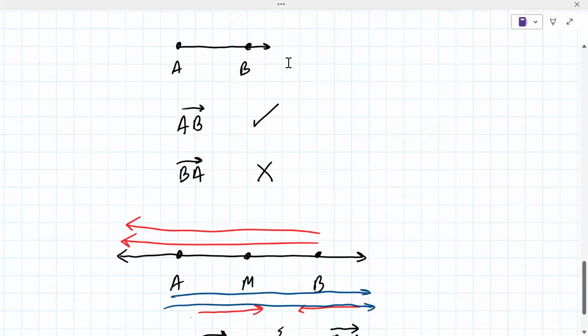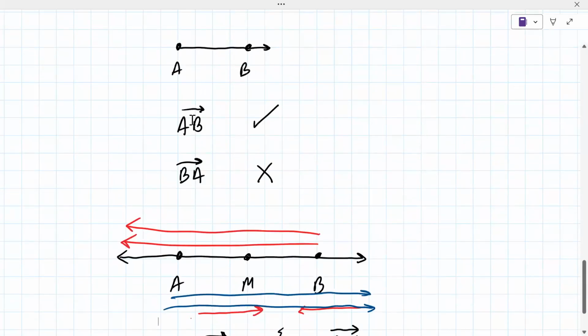Whereas in the previous problem, the only possibility is AB to the right, BA to the left. There's no arrow here. I see. Got it.